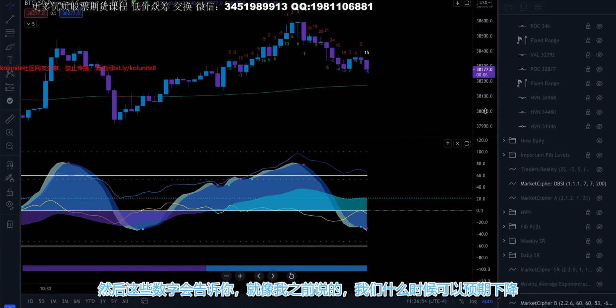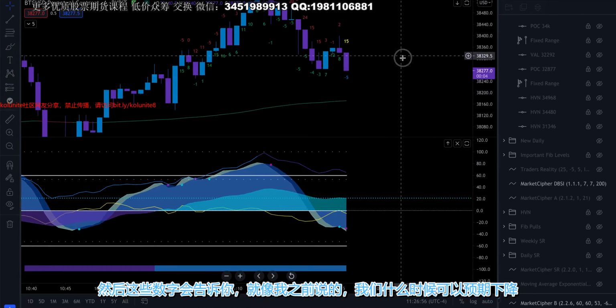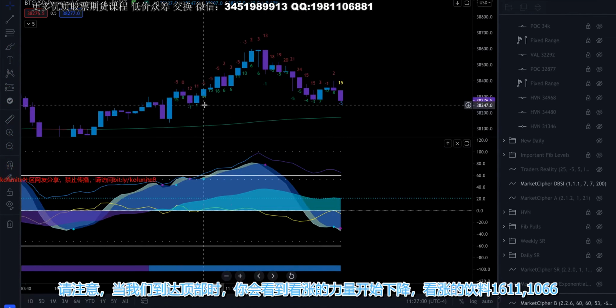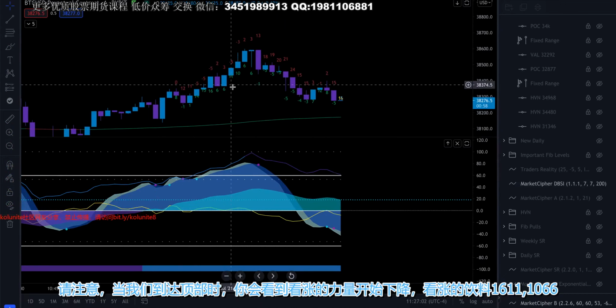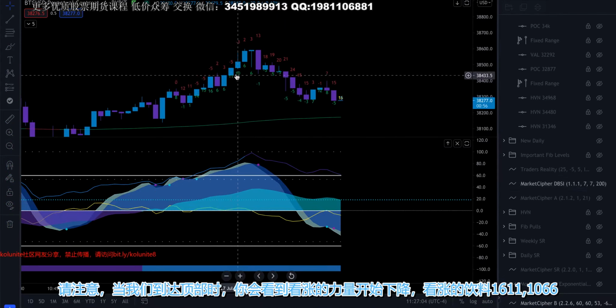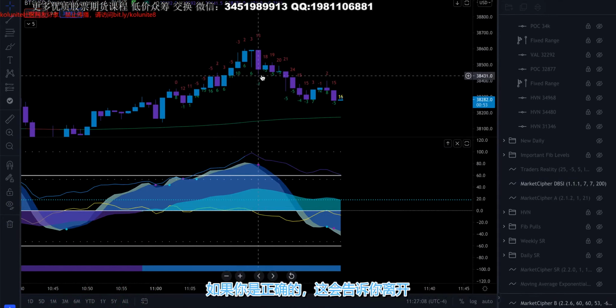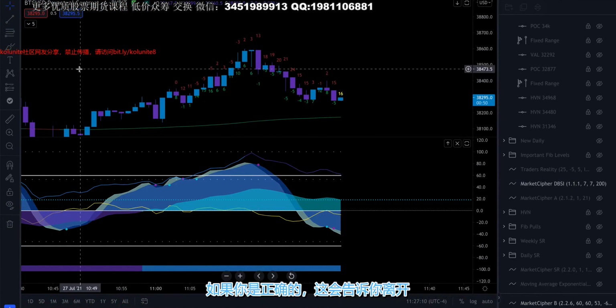And then these numbers will tell you, like I was saying before, when we can expect to come down. Notice that when we get to the top, you'll see the bullish strength start to come down, right? The bullish strength 16, 11, 10, 6, 6. All of a sudden now the bullish strength switches negative. This would tell you to get out of the trade if you were scalping, right?